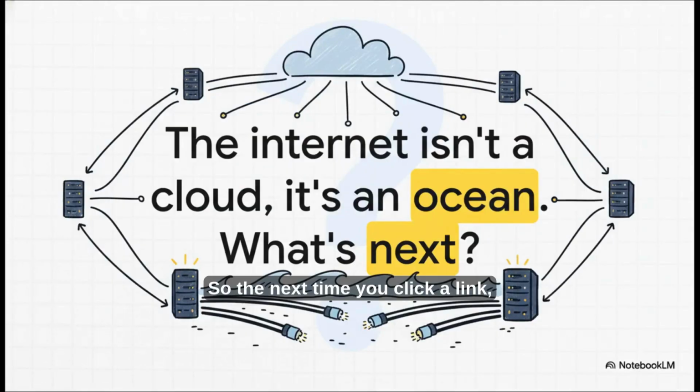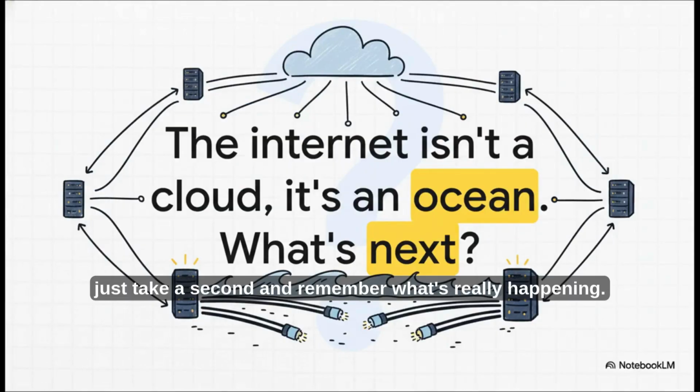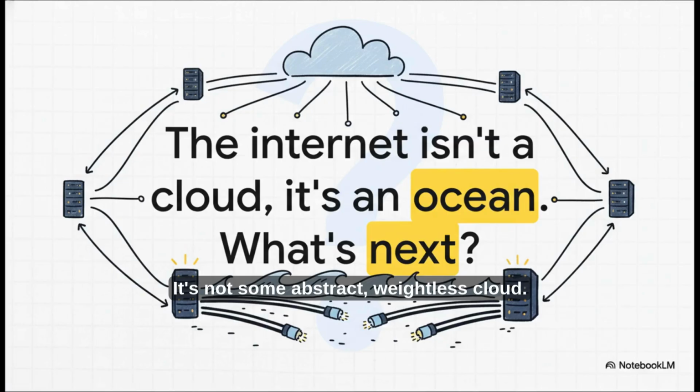So the next time you click a link, just take a second and remember what's really happening. It's not some abstract, weightless cloud. It's a physical, planet-spanning network of cables and computers. The internet isn't a cloud at all. It's an ocean of information, connected by a very real physical web. And that just makes you wonder, doesn't it? What will we build with it next?